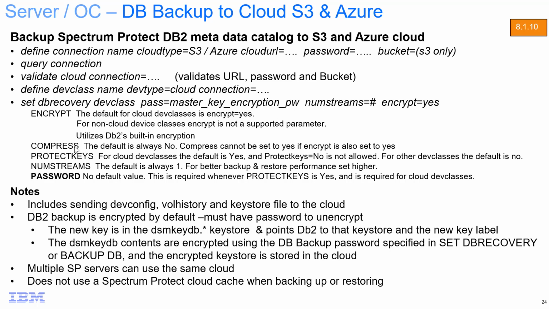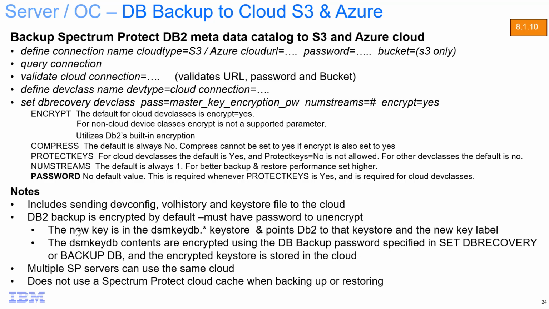There's some other options out there, including compression, which by default is always going to be no, because you can't do compression and encryption together. Also, this protect keys for the cloud device class, the default is going to be yes. And for other device classes, that default is no. Also, the num streams, the default is always 1. But if you are looking for better backup and restore performance, then you'll want to set that higher. The password, you'll have to enter a value, and this is going to be required whenever you set your protect key to yes, which is the default, and it is required for your cloud device classes.